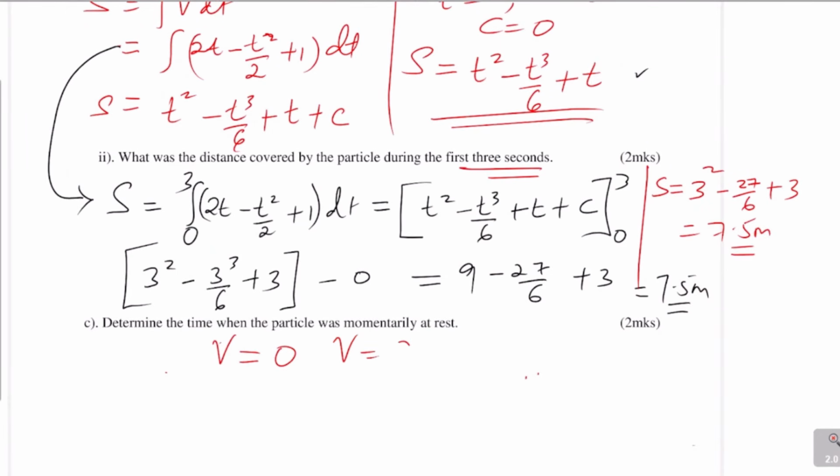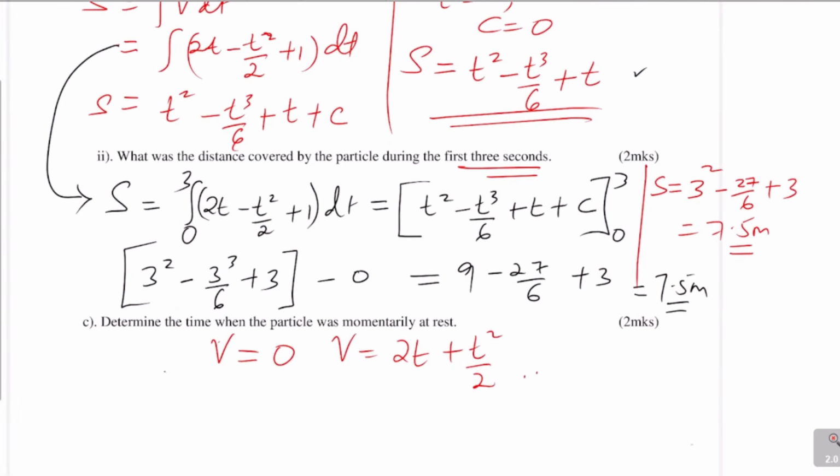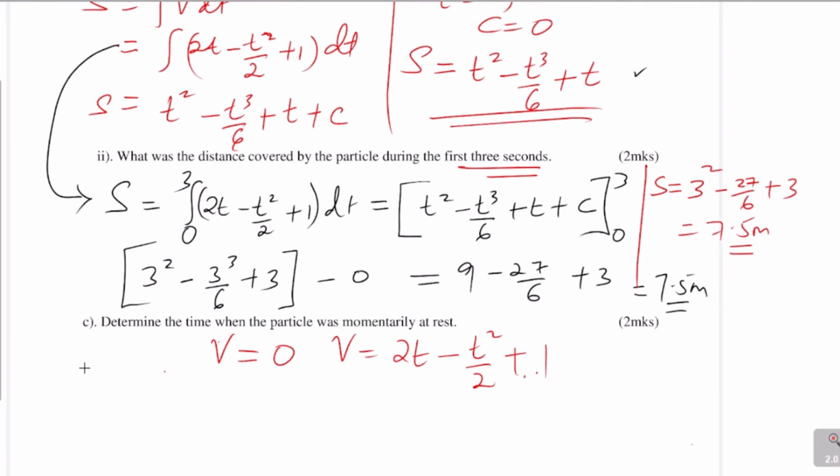So v is equals to 2t minus t squared divided by 2, then plus 1. So we shall equate v with 0. So we shall have 2t minus t squared divided by 2 plus 1 is equals to the velocity, which is 0 when the particle is momentarily at rest.